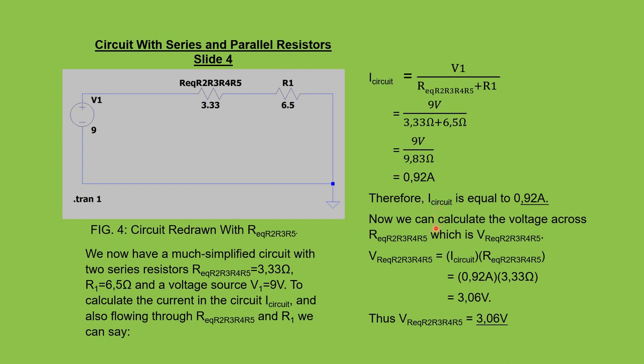We can now calculate the voltage across this resistor, equivalent R2, 3, 4, 5, which is V equals the circuit current times the ohm value of that resistor. So it's 0.92 amp that we calculated times 3.33 ohm, and that is 3.06 volts. Thus, the voltage across that resistor is 3.06 volts.